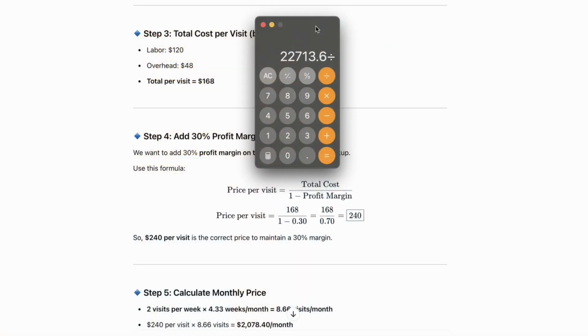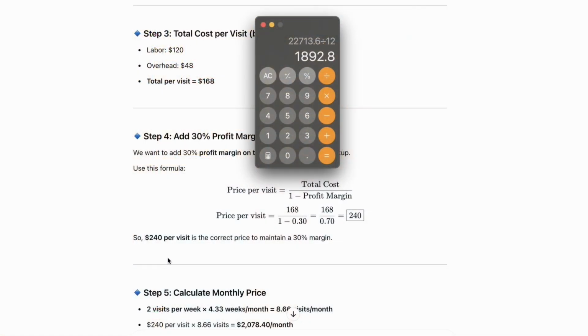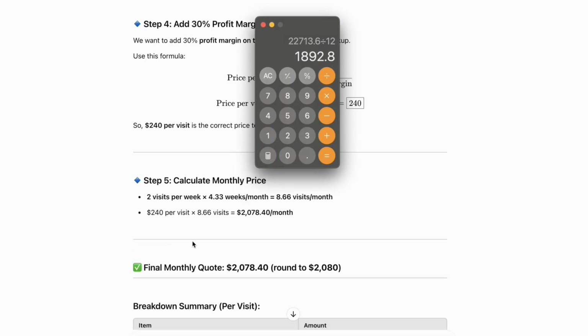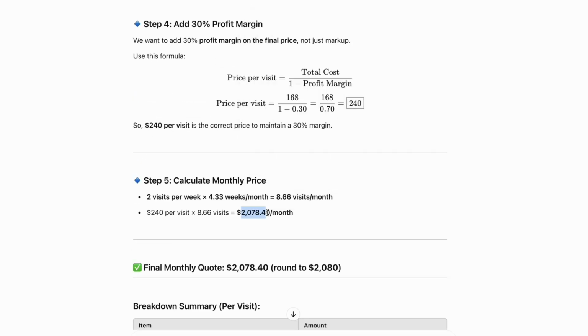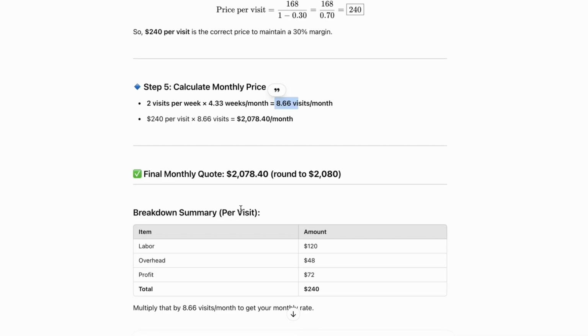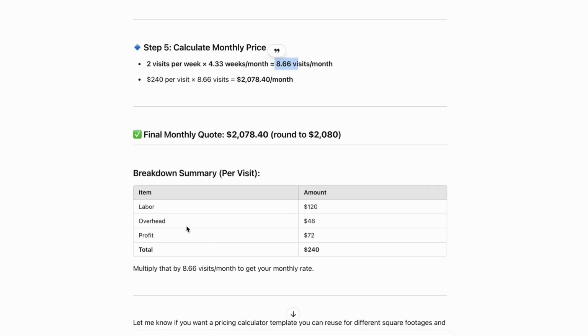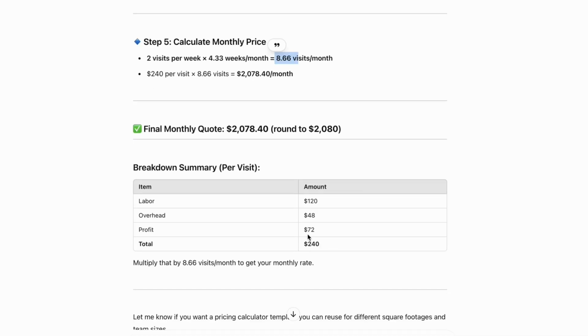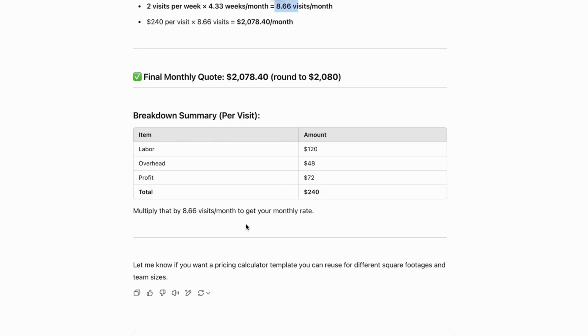Now I want to give the monthly price to a customer, so I'm going to divide it by 12. And now it gives me $1,892.80. So that's the price to the customer. And let's see if we have the same price. Nope, we've got $2,078.40. I mean, it calculated 8.6, but 2,048. So it gave you overhead, profit, estimated per service, I think. Labor, yes, per service it gave you that.